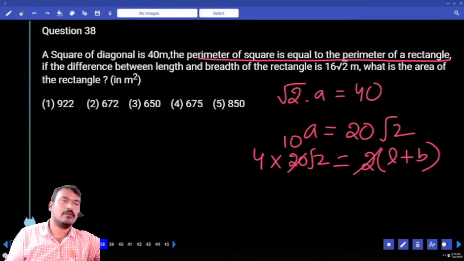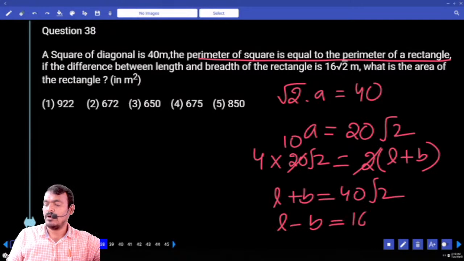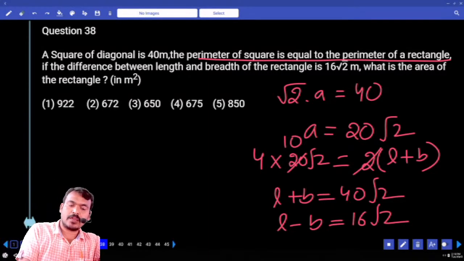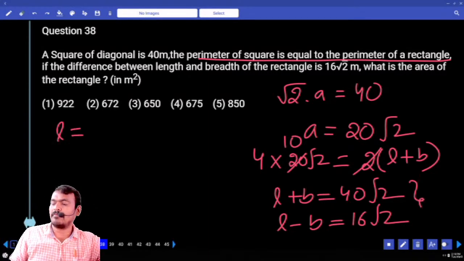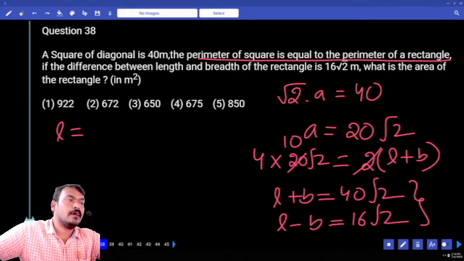4 into 10, 42. Then L plus B value is how much? 40 root 2 or not? Already we know L minus B is how much? 16 root 2 or not? L plus B is 40 root 2, L minus B is 16 root 2. If you require the L value, are both added by 2 or subtracted by 2? Adding by 2. 40 plus 16, 56.